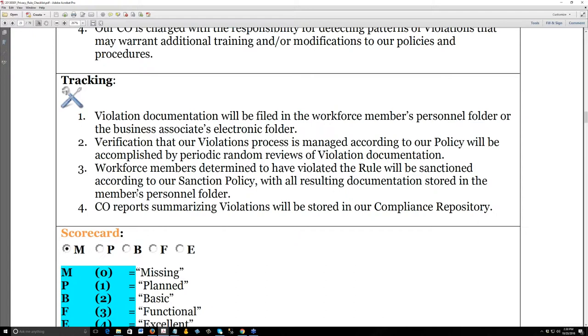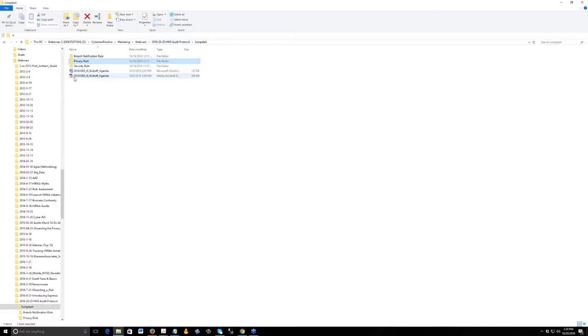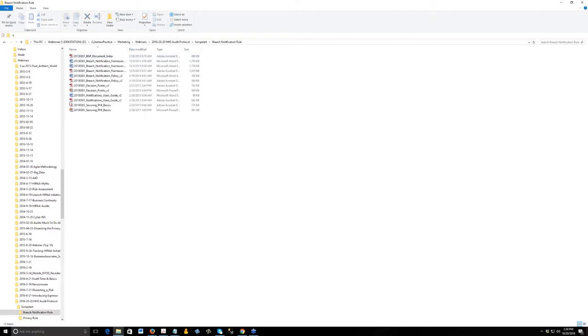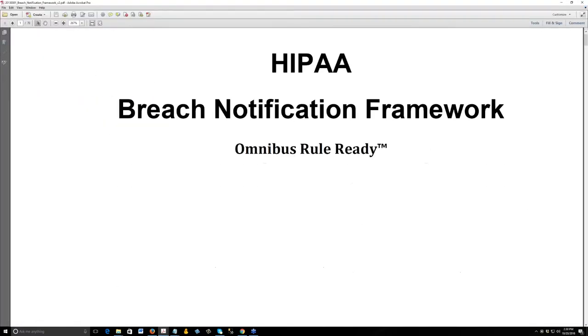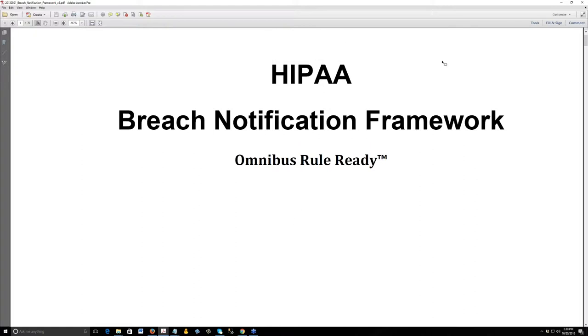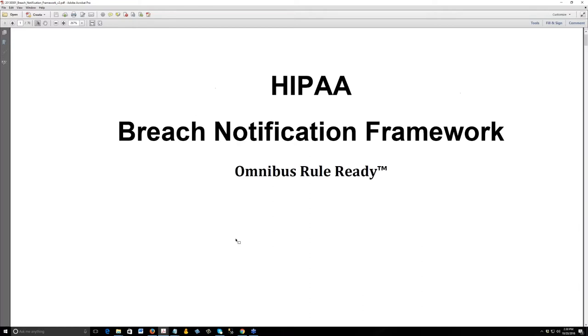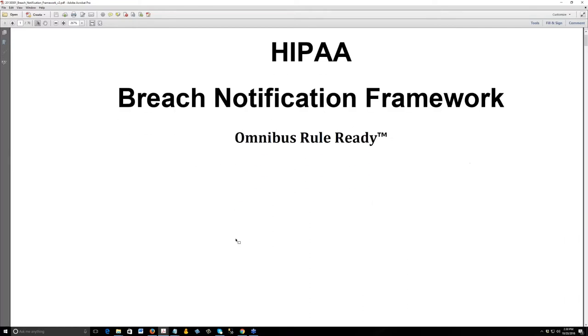Now, to figure out whether the privacy rule has been violated, we can go to our breach notification framework, okay? So I'm going to back up here and go to the breach notification rule, and bring up the breach notification framework. This is one of my favorite ones, because how you determine whether a breach has occurred has got to be one of the most common questions. And it's often treated as though you're reading tea leaves, but it's really not.